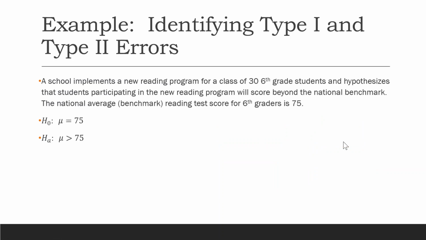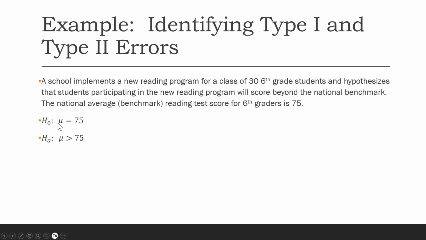All right. One of the things that we want to know for this section, related to type 1 and type 2 errors, is how to identify the type 1 and type 2 errors in a study. And so I have this study that we've already looked at before. It's about that new reading program that a school is implementing. You can think of it like a pilot study. They're hypothesizing that students participating in the program in general will have a score that's beyond the national benchmark. And if they can generalize that, they'll probably implement it in more classrooms in addition to that single class.